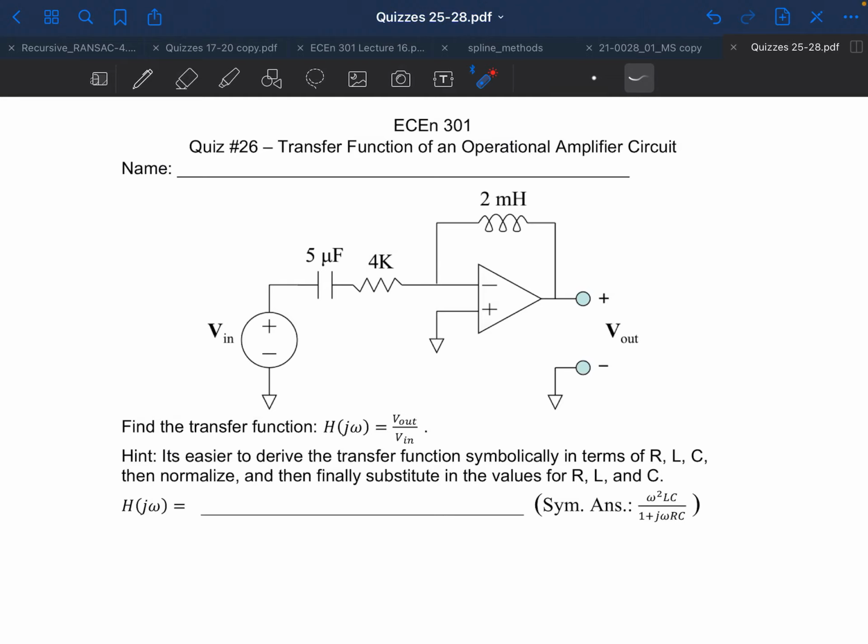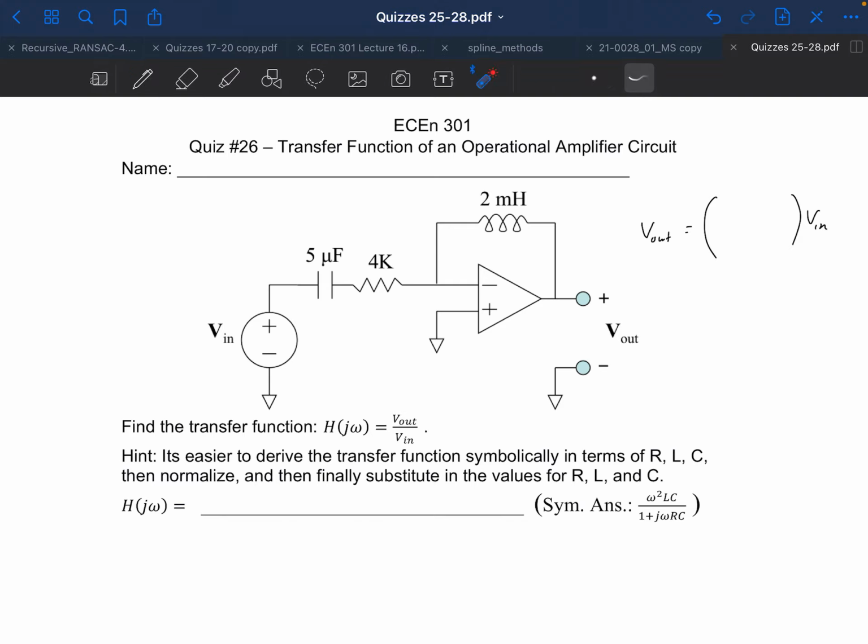Okay, this is quiz number 26. This one is... I guess I didn't really talk about what a transfer function is, but if you think of this as an input-output relationship, if I were to write the output voltage V out, in the phasor domain, I could actually write this as some function times V in.